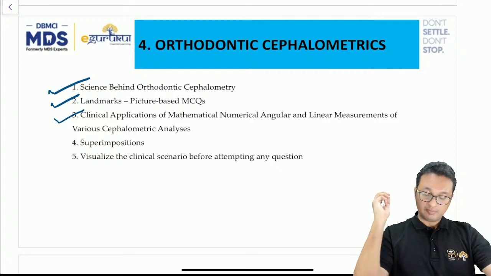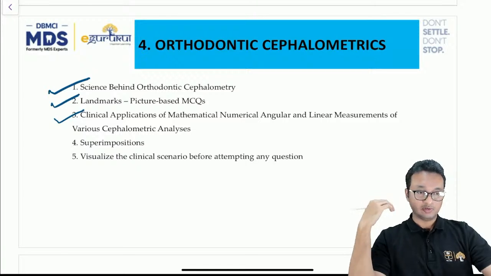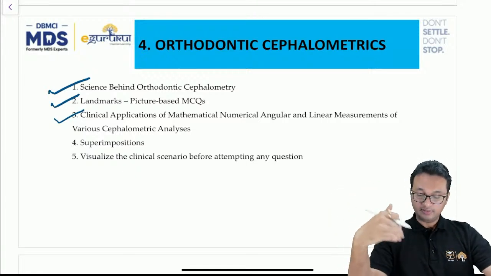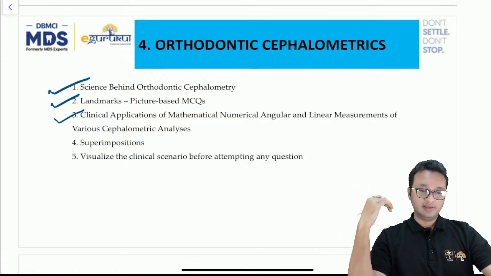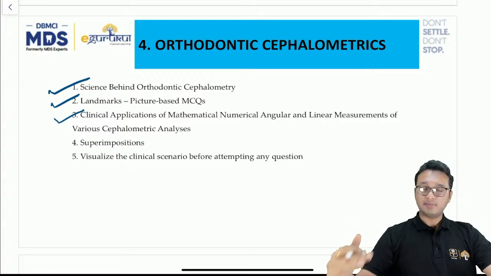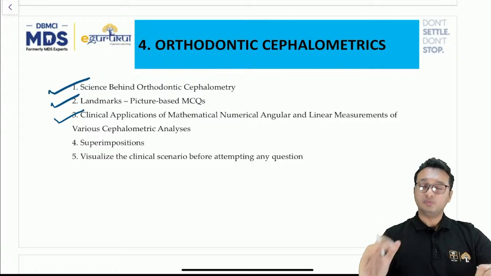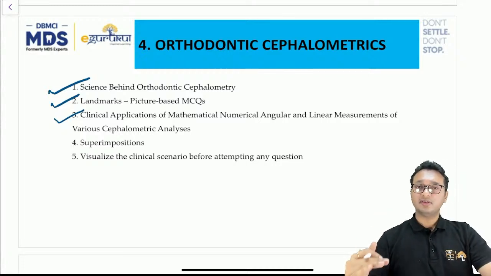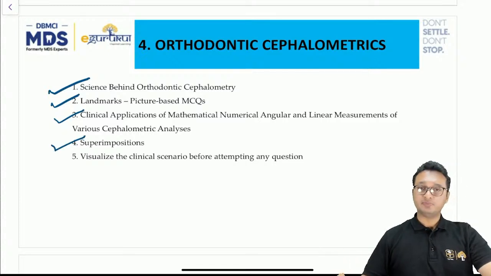Then clinical applications of mathematical, numerical, angular and linear measurements of various cephalometric analyses will be asked. I have a few questions just after this particular slide. You will be given questions like the growth axis angle is this, or the mandibular plane angle is this, or the incisor mandibular plane angle is this. You have to determine the prognosis of the tooth, the growth pattern of the patient, related prognosis, related treatment mechanics, and then answer whatever has been asked in the question. Okay. Then a little bit about superimpositions can be done, although not very important, but still.